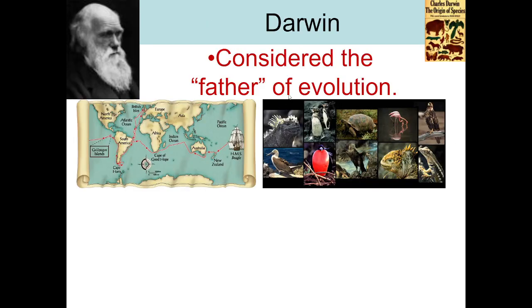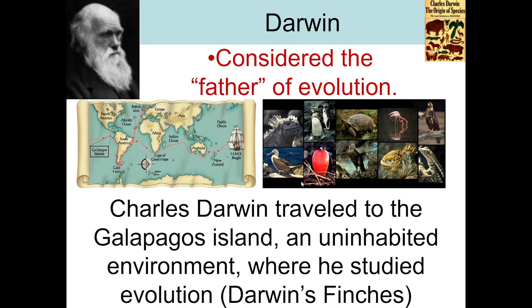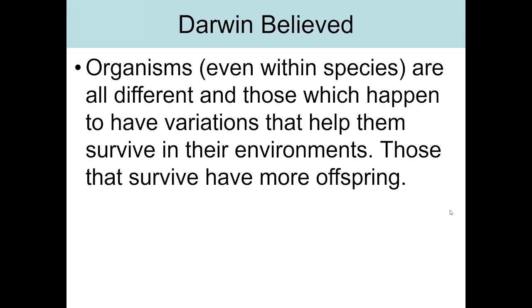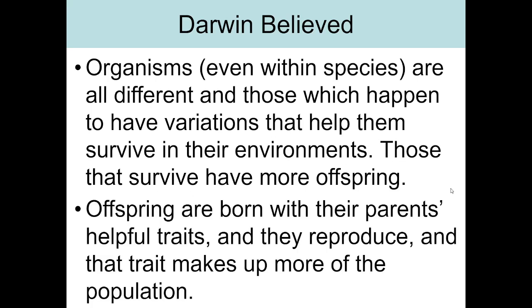Darwin, considered the father of evolution. Charles Darwin traveled to the Galapagos Islands, an uninhabited environment, where he studied evolution. Darwin believed organisms, even within species, are all different, and those which happen to have variations that help them survive in their environments have more offspring. Offspring are born with their parents' helpful traits, and they reproduce, and that trait makes up more of the population.